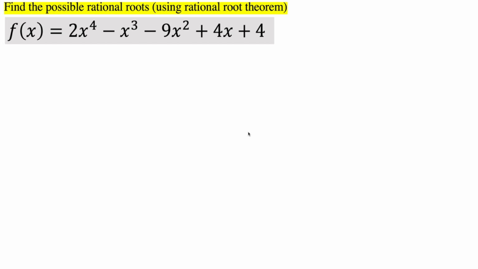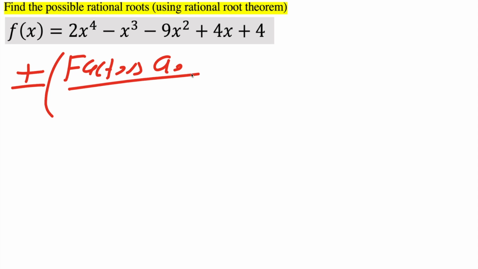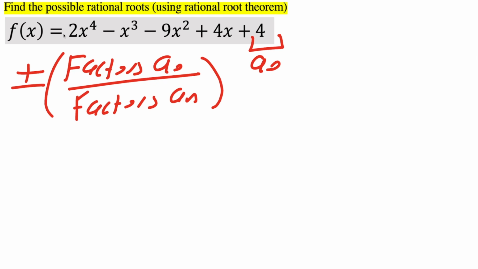So finally, we're going to do a problem. This problem says find the possible rational roots using the rational root theorem. Again, we had a nice little formula, and it said the possible rational roots will be plus or minus parentheses factors of a sub 0 divided by factors of a sub n. And it's important to label that this 4 right here is a sub 0, and this 2 is a sub n.